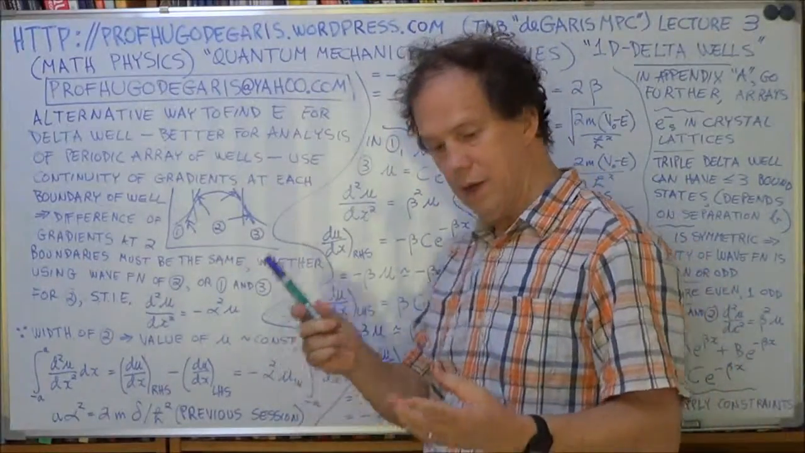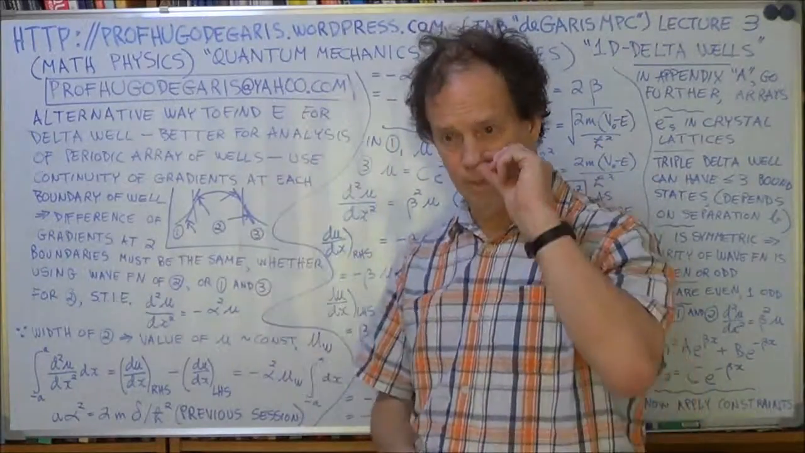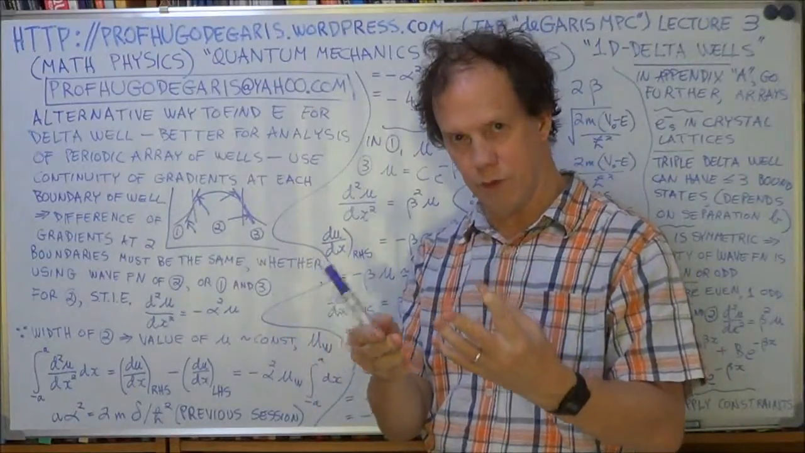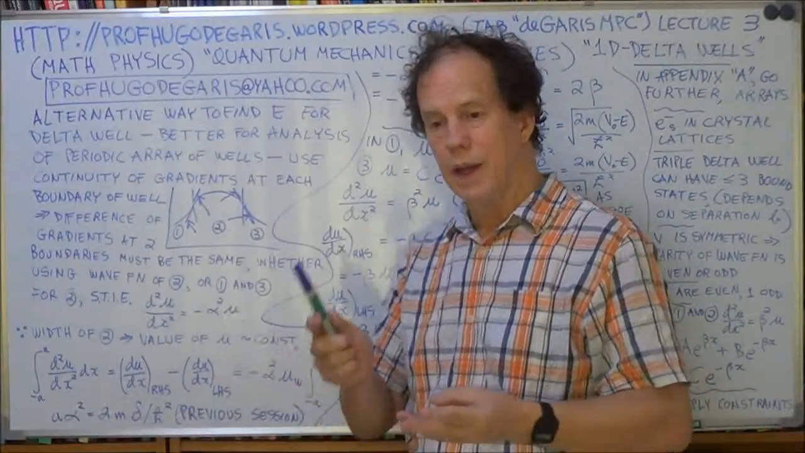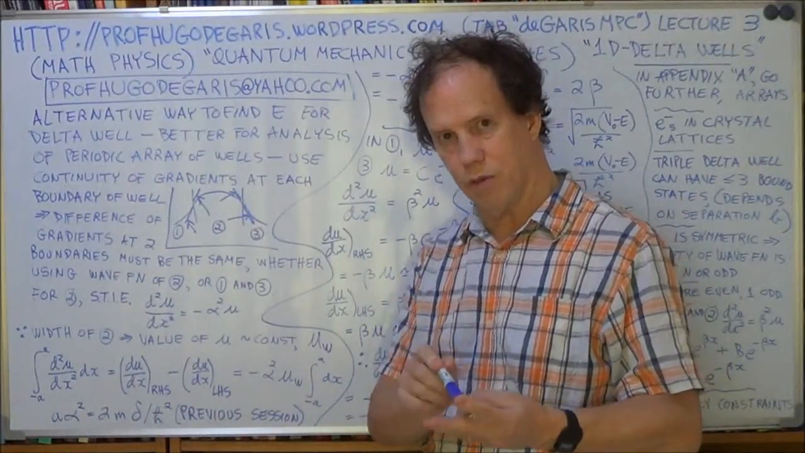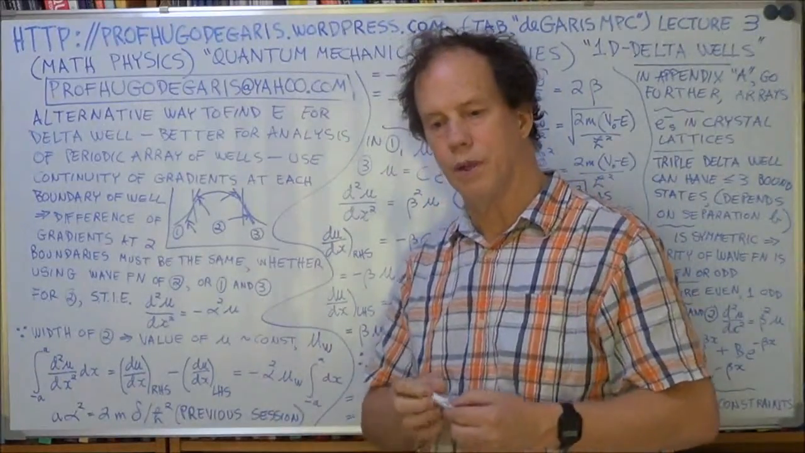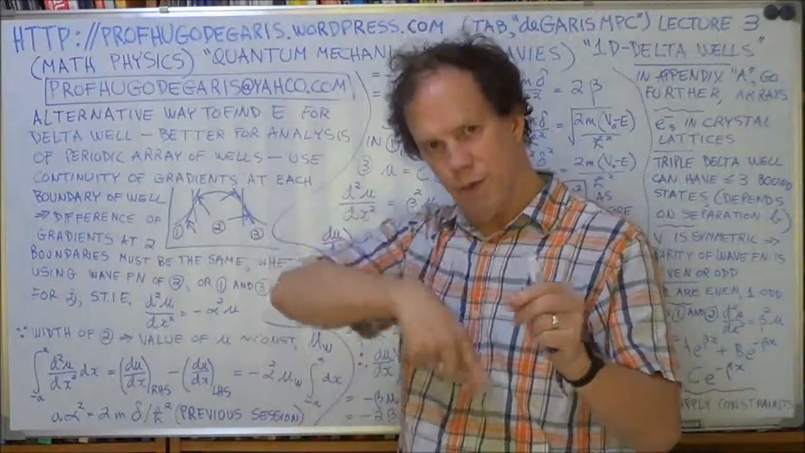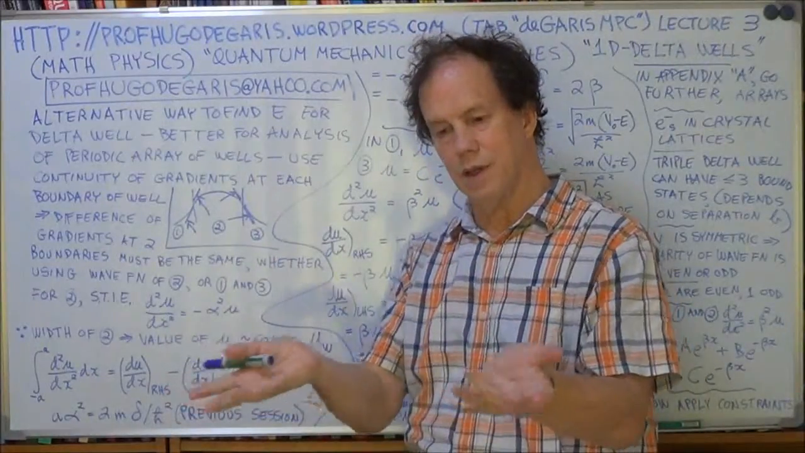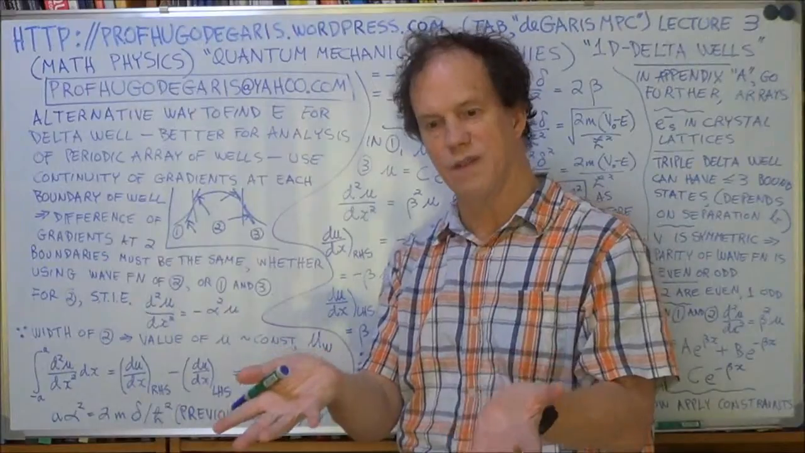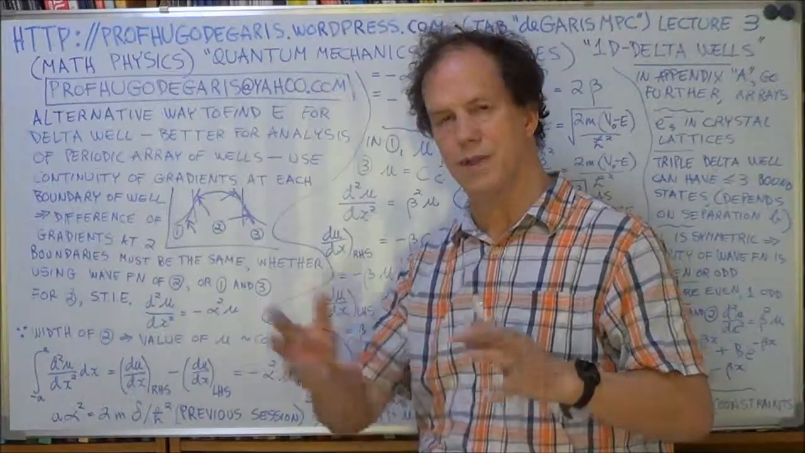It will be useful in two cases: for solving the 3 delta well problem, and we won't be able to finish it this session because I've run out of board, but we can start. The techniques that we learn from solving the 3 delta well problem, we can carry over for solving the infinite number of spikes, an infinite number of delta wells. And we can use that analysis to analyze the behavior of electrons in periodic arrays, like in silicon, for example.